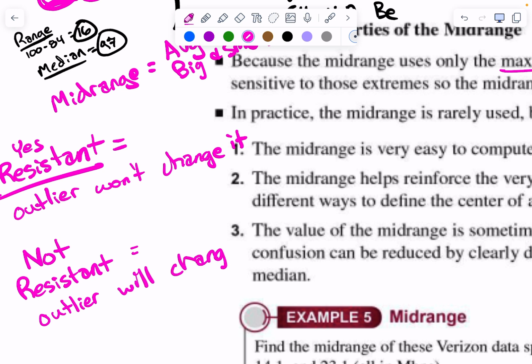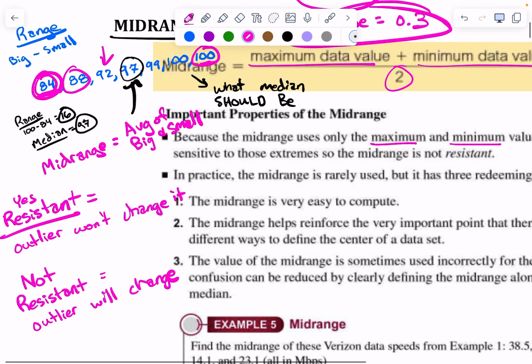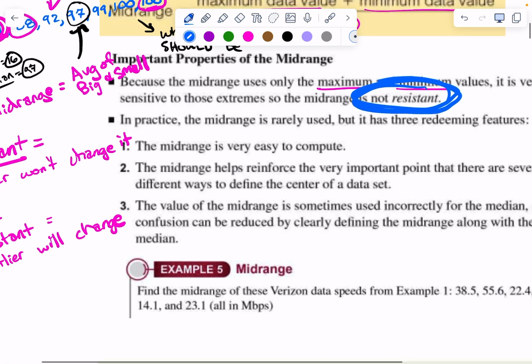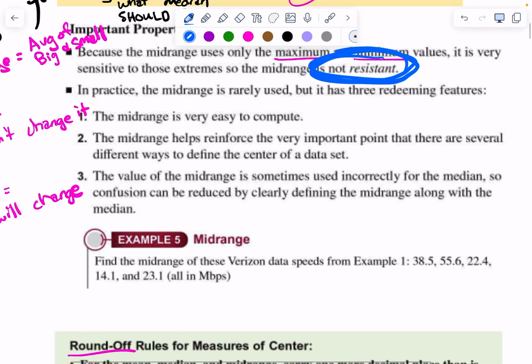So when we're talking mid-range, the high and the low, if I throw a 0 into this category, and then I try to figure out what my middle number should be. If I throw a 0 in there, 0 and 100, what should my median be? 50. 0 and 100, the average is 50. Did that change a lot? Yes. So a mid-range is not resistant because it changed a lot when I threw that outlier in there. Got it?